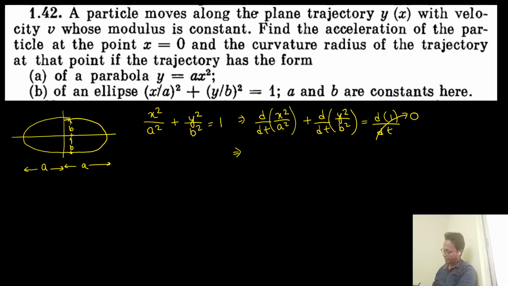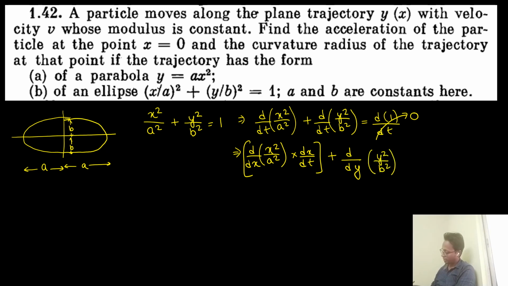Okay, dx square by a square can be written as d by dx of x square by a square into dx by dt. Why? I'm applying the chain rule. Why am I applying the chain rule? Because x square by a square has no parameter of t, plus d by dy of y square by b square into dy by dt. Similarly, I apply the chain rule here, is equal to 0.